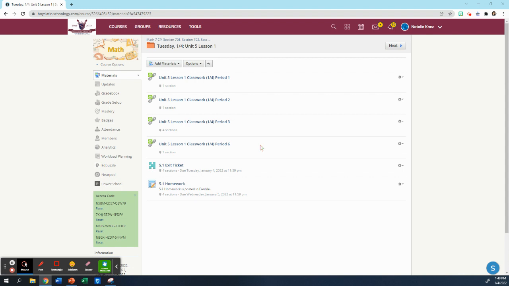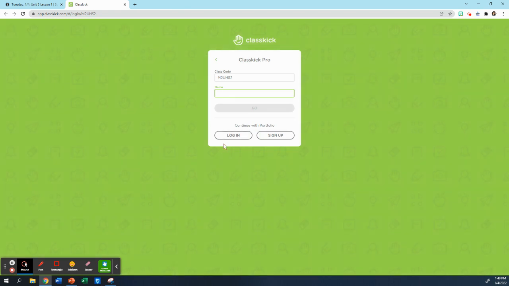You'll only see your period. So just go ahead and click the link to open up the document. So for example, if you're in period 6, you would open up period 6. And make sure that you sign in with Google. I'm not going to because I don't have a student account, but make sure that you click on continue with portfolio and you log in with Google. So don't do what I'm doing.